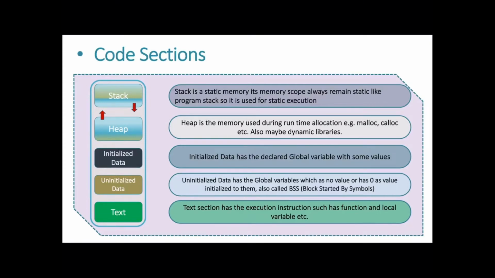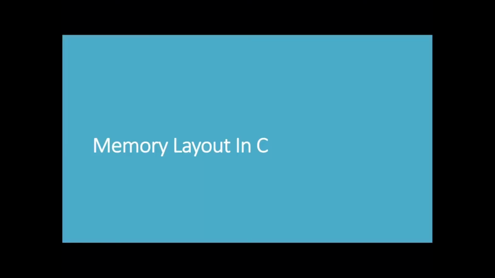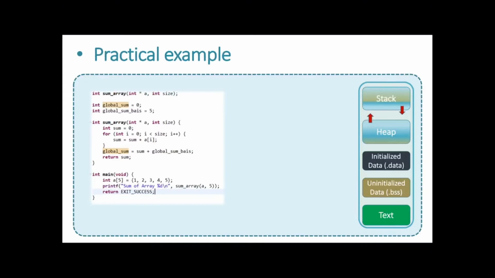First let's talk about the stack. The stack occupies the static instructions present in your functions, like local variables, or if you're doing some instruction or a for loop, everything goes into the stack. And then we have the heap. Heap has the dynamic allocations which give you memory during runtime, and it can also have some dynamic libraries too. So let's move into a practical example.